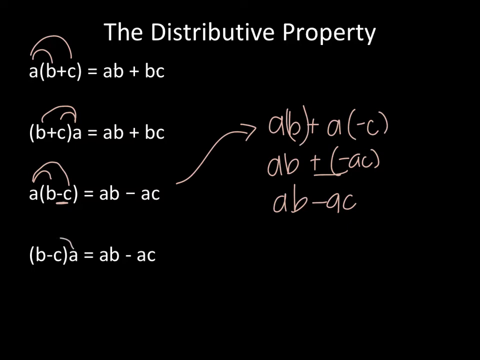Same thing on the bottom here. I'm multiplying to each of these. A times B, A times negative C, simplified to AB minus AC.